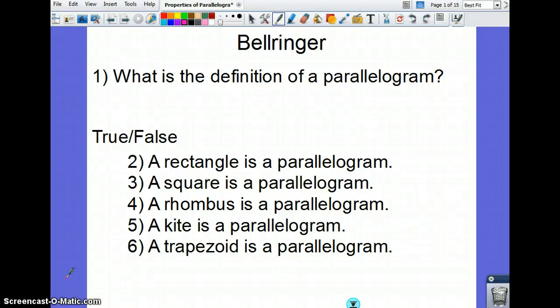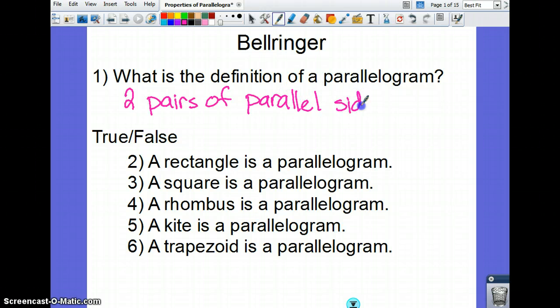Alright, so the definition of a parallelogram is two pairs of parallel sides. Make sense? Parallelogram, two pairs of parallel sides. Okay. Your definition. So a rectangle is a parallelogram. That is true. The definition of a rectangle actually says it's a parallelogram with four congruent angles.